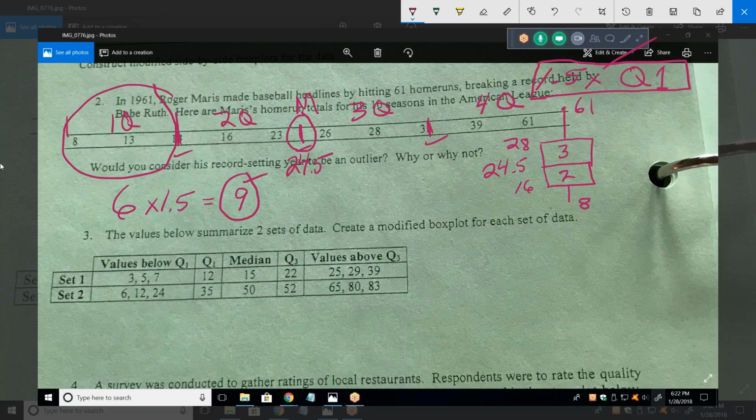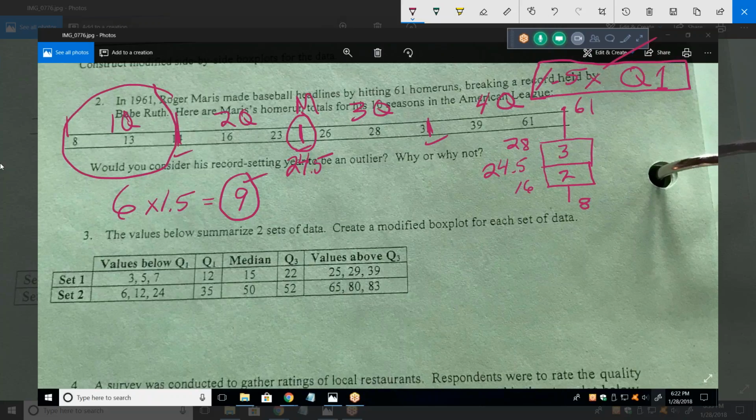If a suspected outlier falls more than 1.5 times the first quartile range, which in our case is 9, above the third quartile or below the first quartile. So the third quartile ends at either 28 or 31. I'm not sure which. So the question is which points are outliers? Is 61 an outlier?